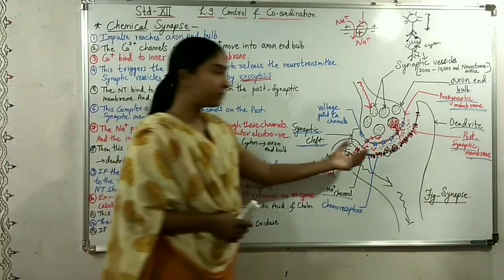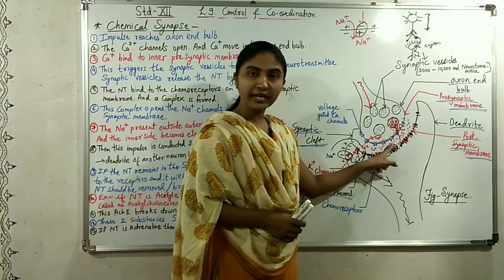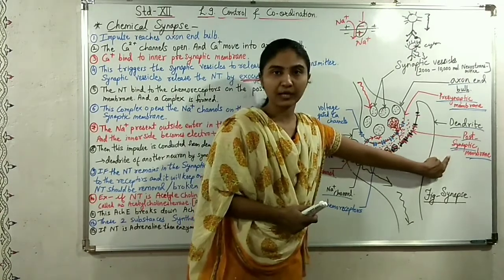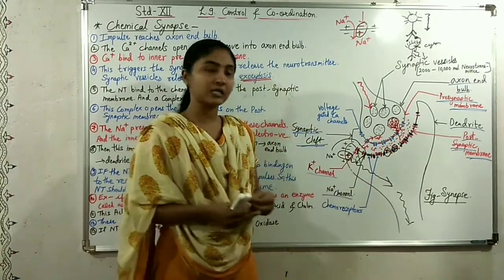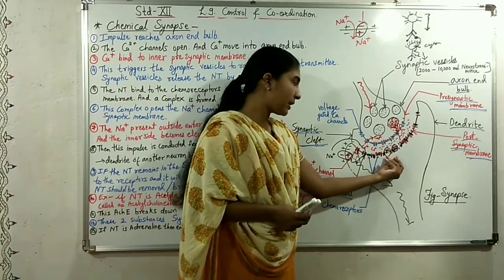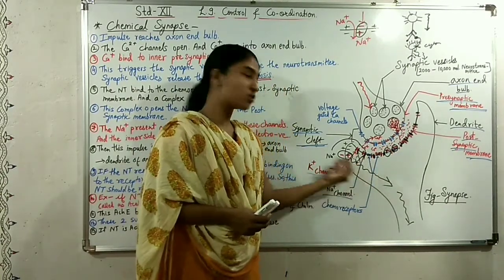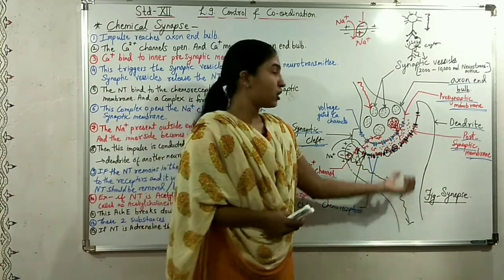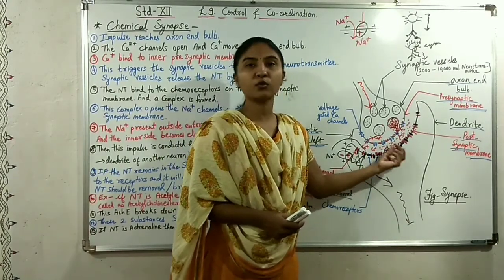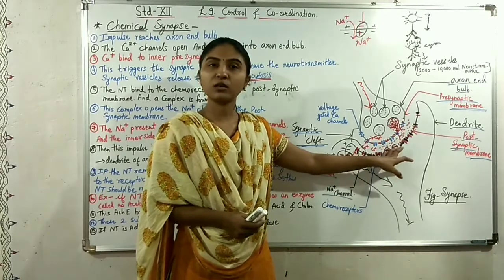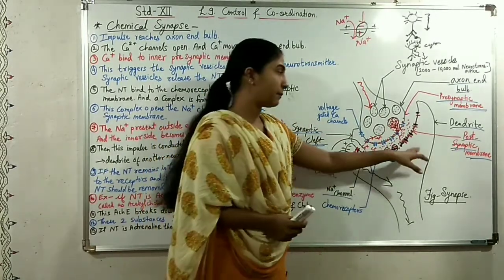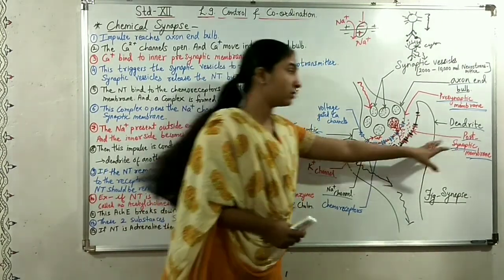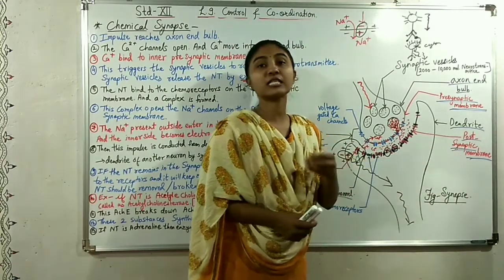Otherwise what will happen? If the neurotransmitter remains here in the synaptic cleft, it will keep on binding with the receptors on the postsynaptic membrane and keep on generating impulses. It will keep on making the complex. This complex will again open the sodium gates, and again the sodium ions will enter inside, so another impulse will be generated. So this neurotransmitter should be removed or broken down over here. For this, an enzyme is secreted by the postsynaptic membrane.